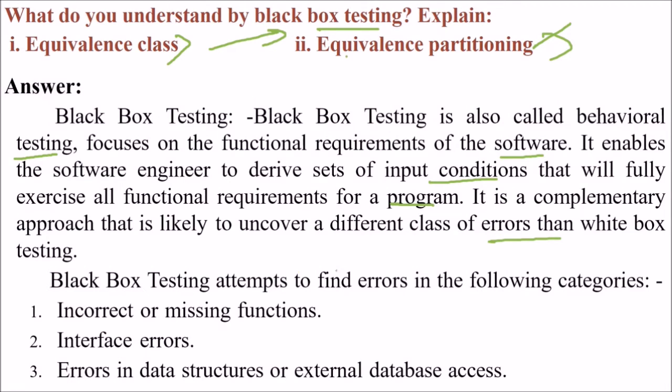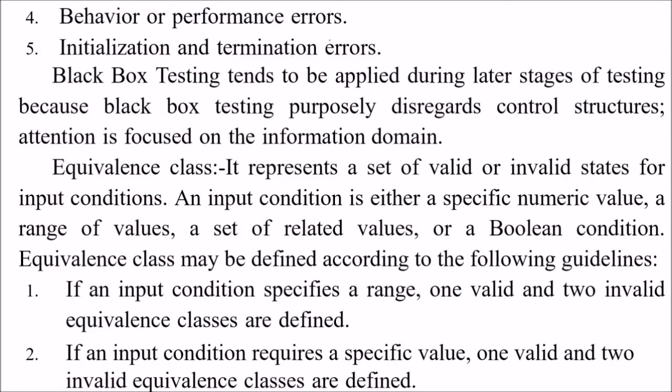So black box testing attempts to find errors in these categories. First, incorrect or missing functions, interfacing errors, errors in data structures or external data access, behavioral or performance errors, and initialization and termination errors. So black box testing tends to be applied during the later stages of testing, because black box testing purposely disregards the control structures. The attention is actually on the information domain.